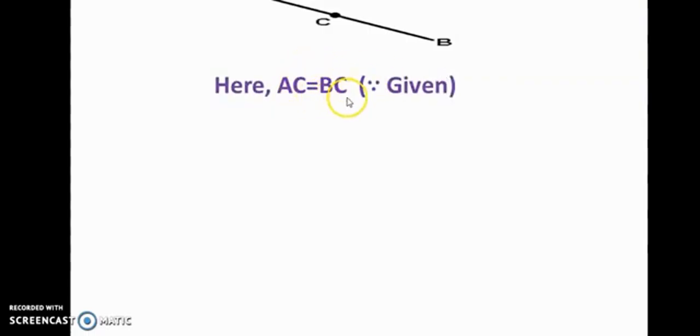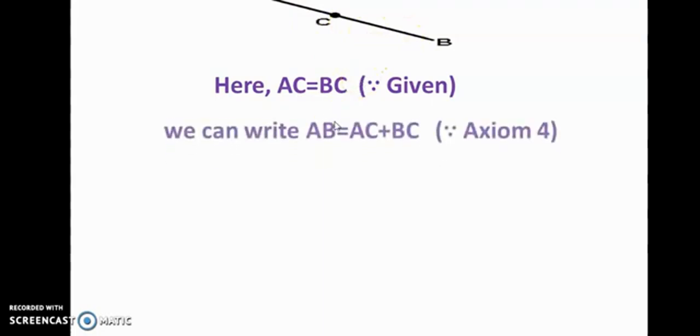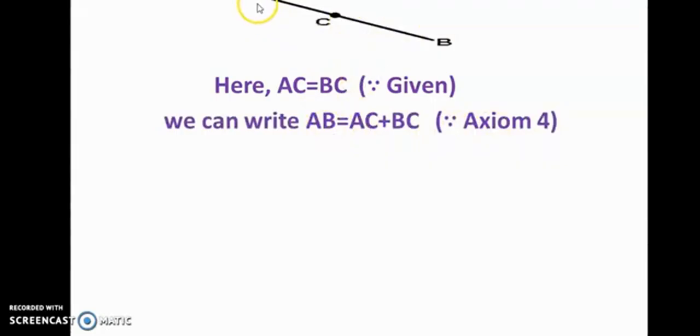So we can take this AC is equal to BC. According to axiom 4, you know that things which coincide with one another are equal to one another. Here the line AB coincides with the line AC plus BC, no? So can we take AB is equal to AC plus BC? Yes, according to axiom 4, we can take AB is equal to AC plus BC.